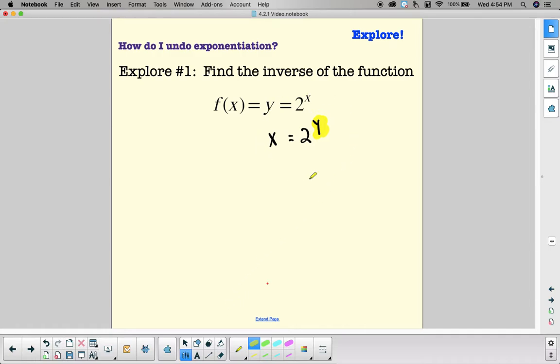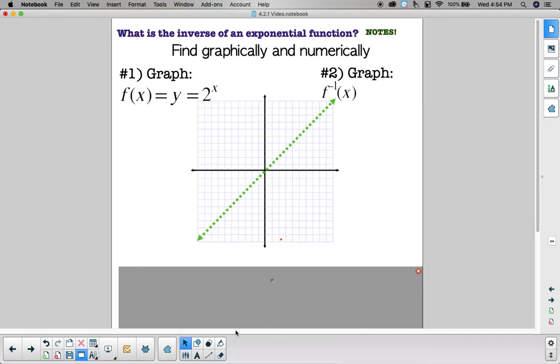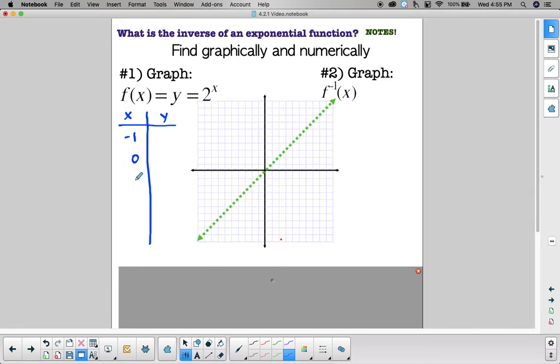So I need to come up with what's the inverse of this function y is equal to 2 to the x? So I'm going to try to figure it out, just pattern it graphically and numerically. You may have done this in Algebra 2. If you did, you get to see it again, you'll learn it better. So here, I'm going to graph y is equal to 2 to the x. So I'm going to have x and y, and I'm just going to come up with my little xy table. So I have, let's do -1, 0, 1, 2, and maybe 3.